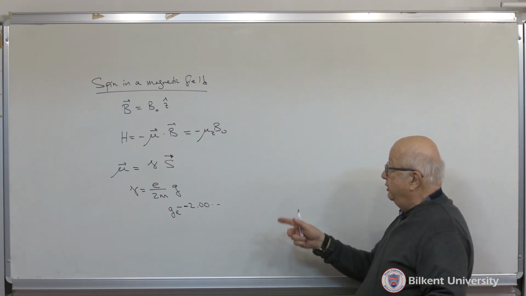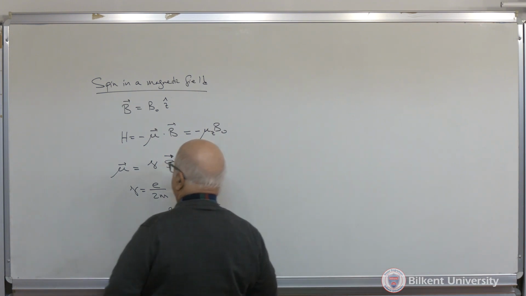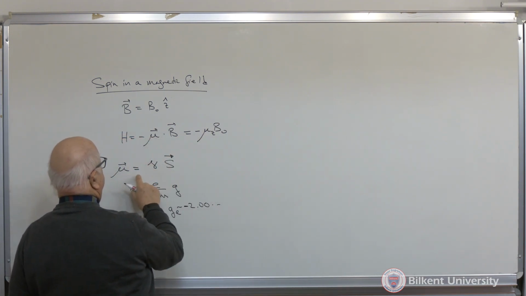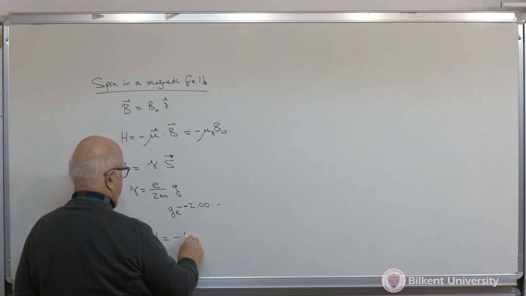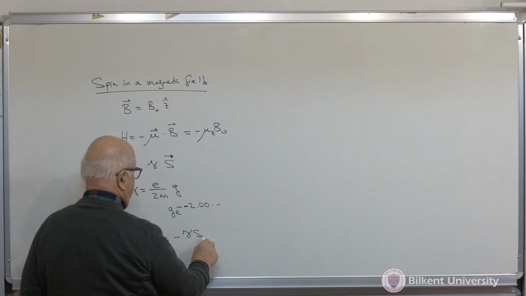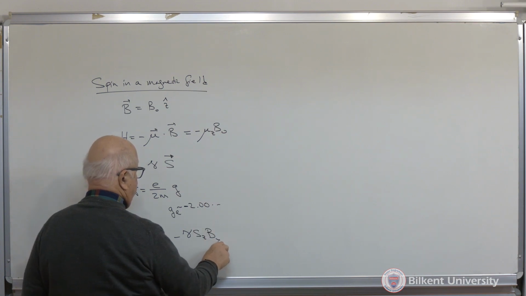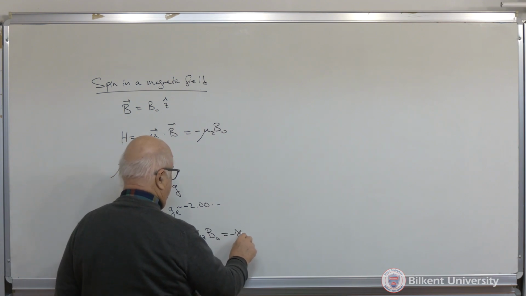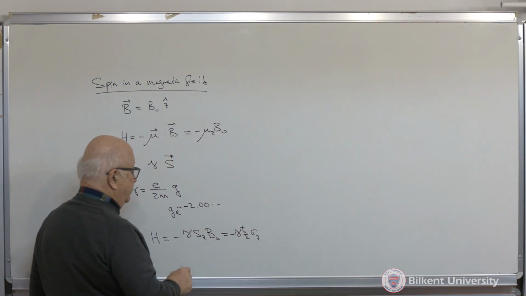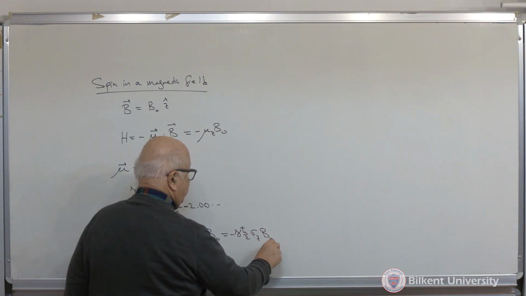Okay, so putting all of those things in, I just look at the z component of this, so H becomes equal to minus gamma S_z times B0. Or I can write this as minus gamma h bar over 2 times sigma z, where sigma is the Pauli matrix, times B0.